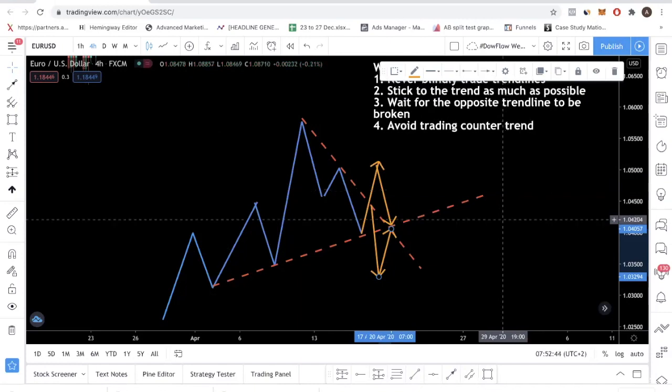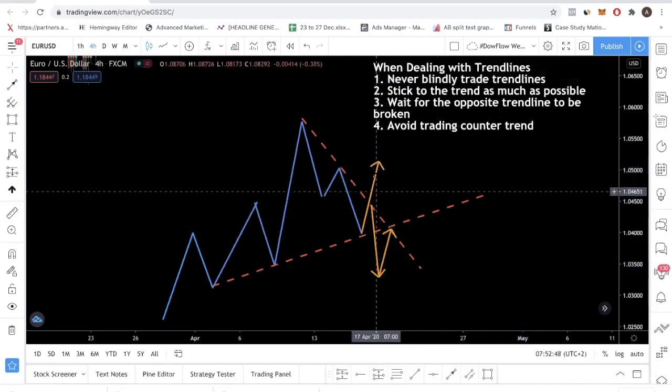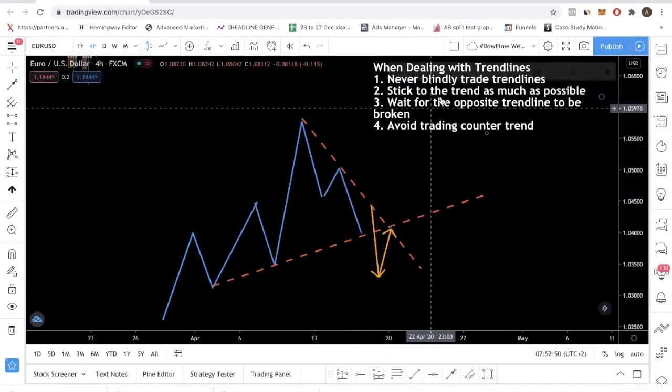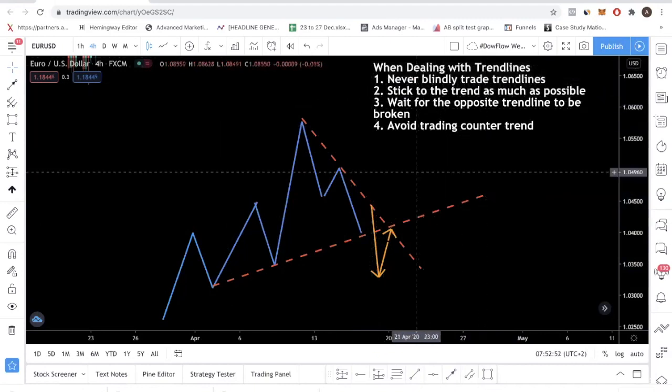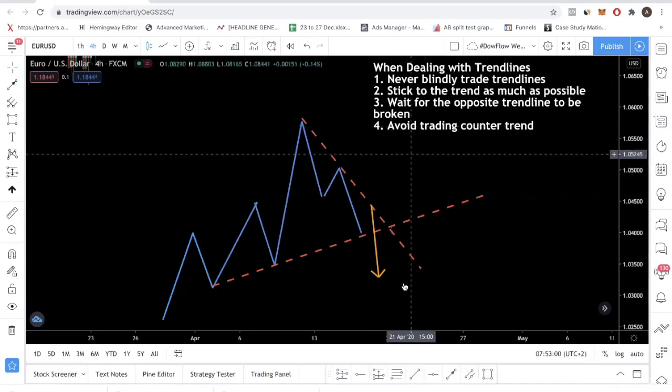Guideline number 4 is you want to avoid trading counter trend. So let me clear this. So this one is very straightforward. Number 2 and number 4 is the same. Number 2 is telling you to do it as in stick to the trend, and number 4 is just the opposite where you want to avoid trading counter trend.